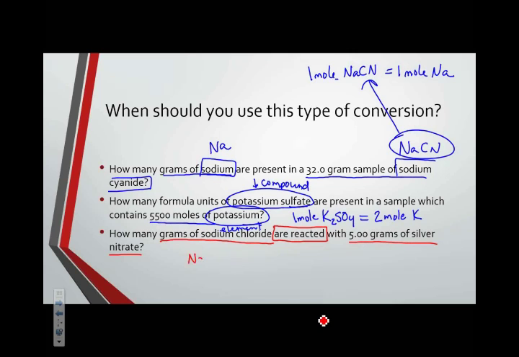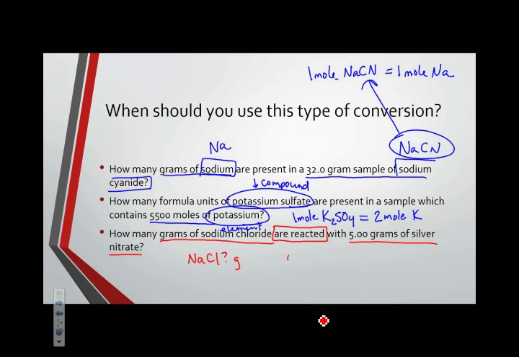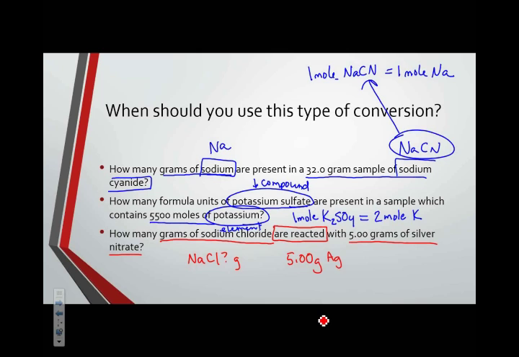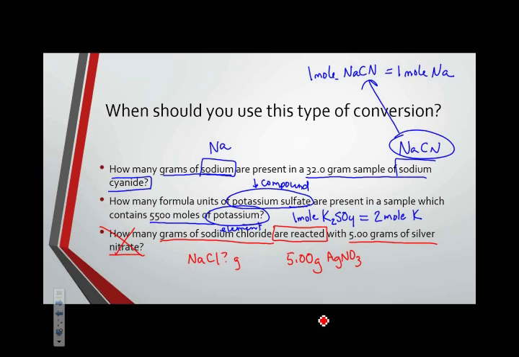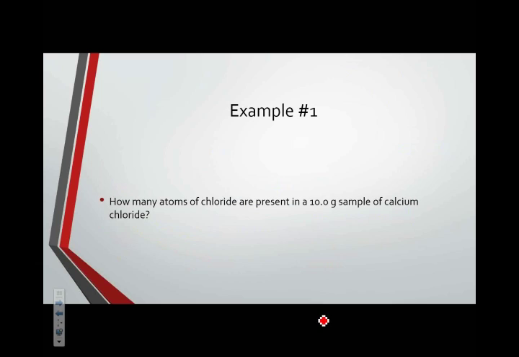Now, what I notice here is we have NaCl, and we want to know how many grams of that. And I'm given 5.00 grams of silver nitrate. Nowhere in this problem am I referencing a particular element. So I don't have sodium chloride and then I'm asked about sodium or chlorine. I have sodium chloride, I'm asked about a completely different compound. So for this last problem, we know we would not be using the element to compound formula, molar ratio. So we wouldn't use it on the last one.